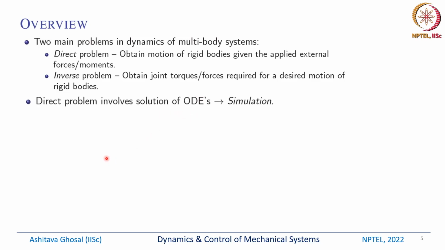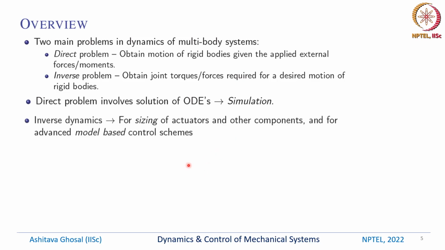So obviously, the direct problem involves the solution of the ODEs. Okay, so we have F equals ma. I'm giving you F. We need to find what is a, which is straightforward, but then you have to integrate those equations of motion to obtain velocity and position. This direct problem is also sometimes called simulation. So we simulate the system given the external forces and moments and show how the multi-body system is moving.